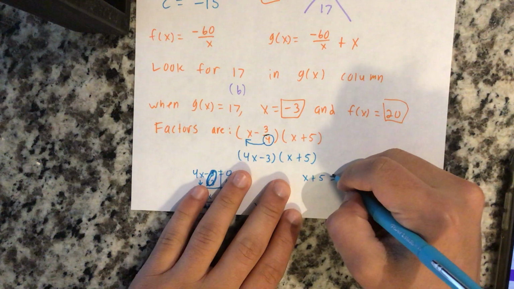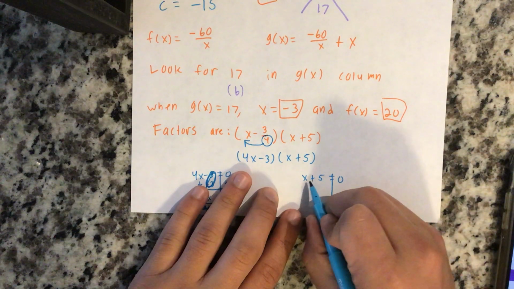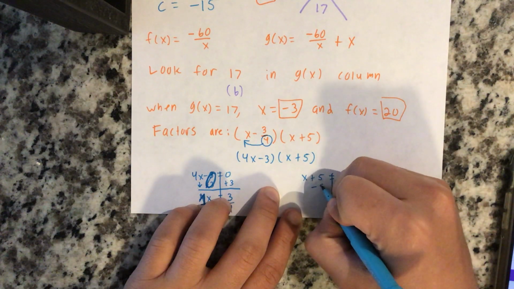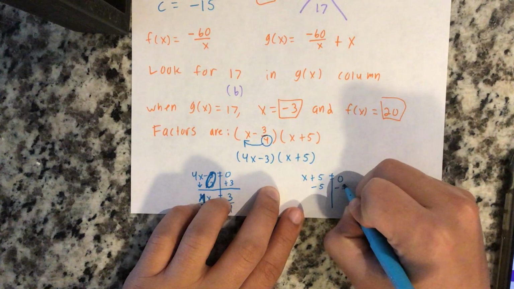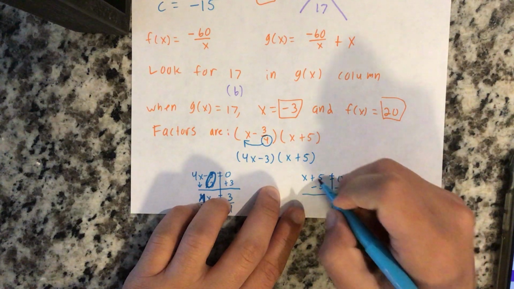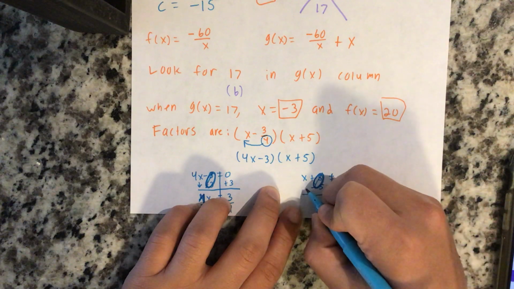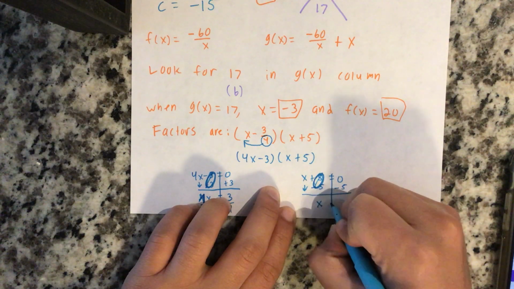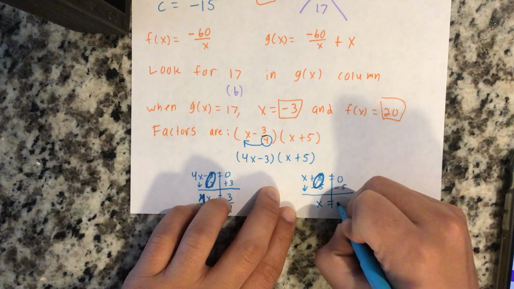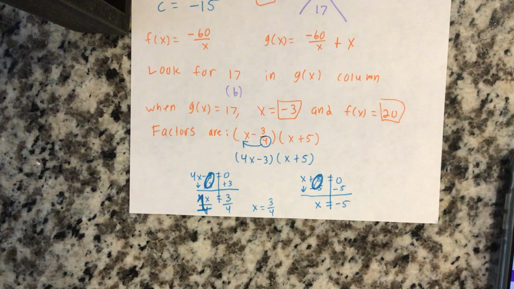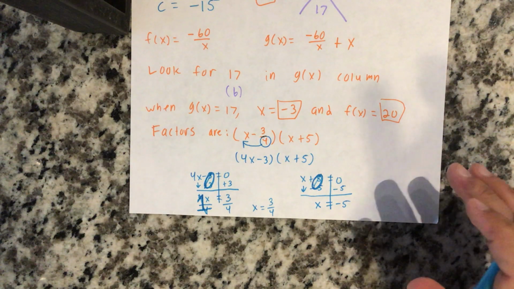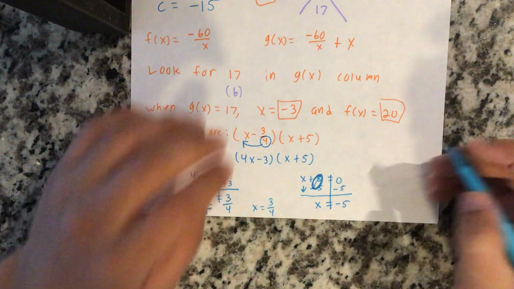X plus 5, draw our line. How do I get the x by itself? We do the opposite. So I subtract 5 from both sides. Draw my line. Plus 5 minus 5 is a 0 pair. That cancels. So I'm left with x equals 0 minus 5, negative 5. Okay? So my solutions are, I'm going to write that over here.